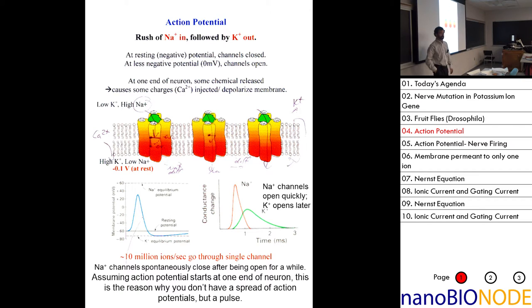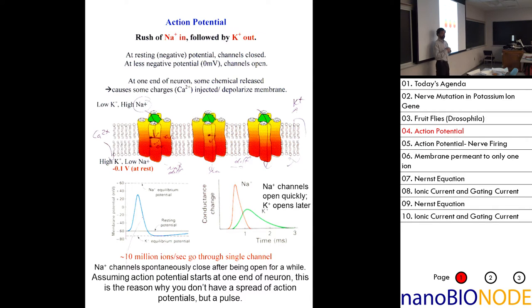Yes? What exactly turns on the next channel? It activates the next channel. Ah, well, whether it's open or closed is dependent on the voltage. And what I'm saying is that when it's at minus 60 millivolts, the sodium channel is off. If the potential is, let's say, minus 40 millivolts, mostly it's off, but some fraction will be on.